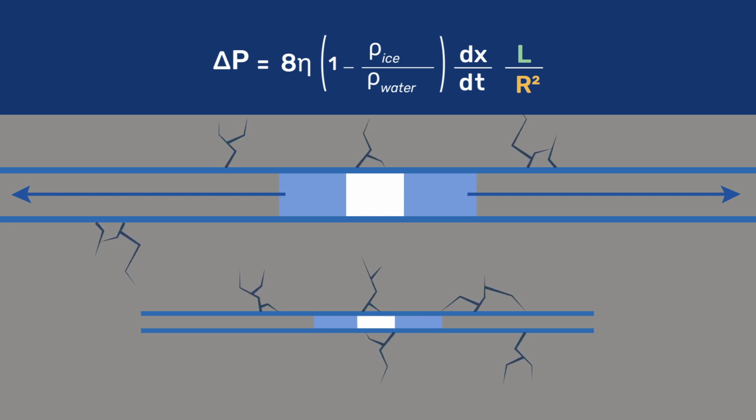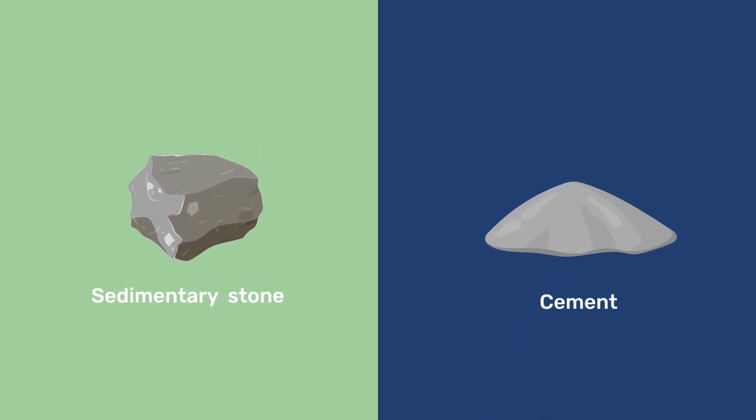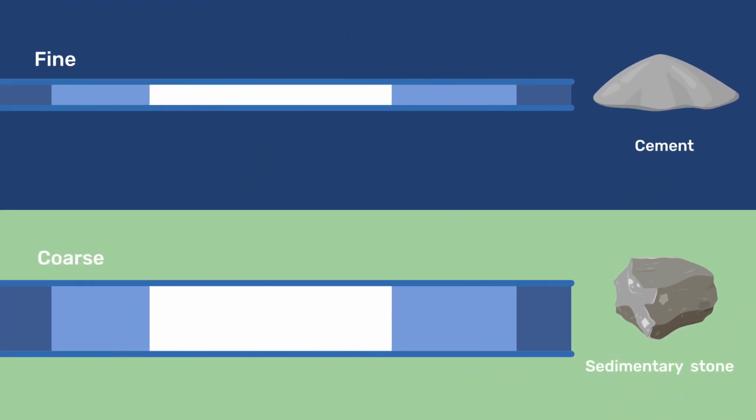A more detailed analysis of a realistic pore system retains the same essential features. The pressure increases linearly with L and is inversely proportional to the square of the mean pore size. This simple equation captures key differences in susceptibility to freezing of sedimentary stones and cementitious materials. Indeed, sedimentary stones are coarser than cementitious materials and therefore less at risk of developing important hydraulic pressures.